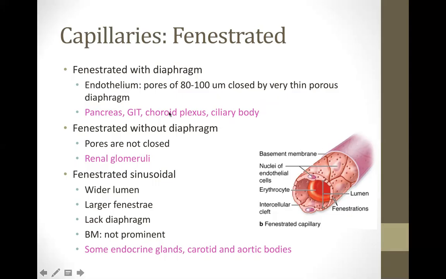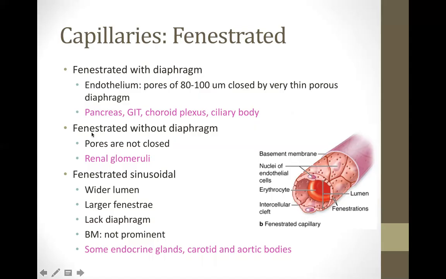So, the endothelium here contains pores of 80 to 100 micrometer that is closed by a very thin porous diaphragm. Okay? Naka-close yan. Pancreas, GIT, choroid plexus, ciliary body, these are the examples of your fenestrated with diaphragm. Naka-close. No?